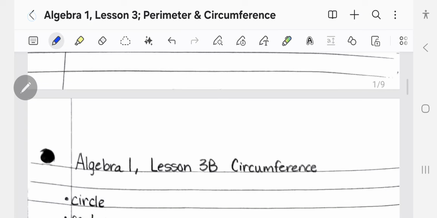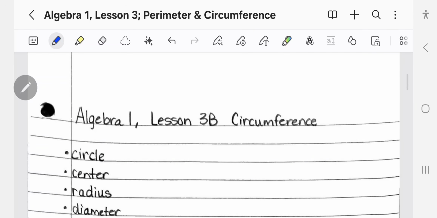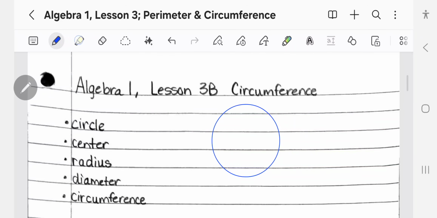So when we're talking about circumference around a circle, I'm going to draw a circle here. And my program helps me out a little bit, makes it a better circle. Circumference, just like perimeter is around a polygon, usually, circumference is the distance around that circle. Okay, so it's kind of like the perimeter of a circle.